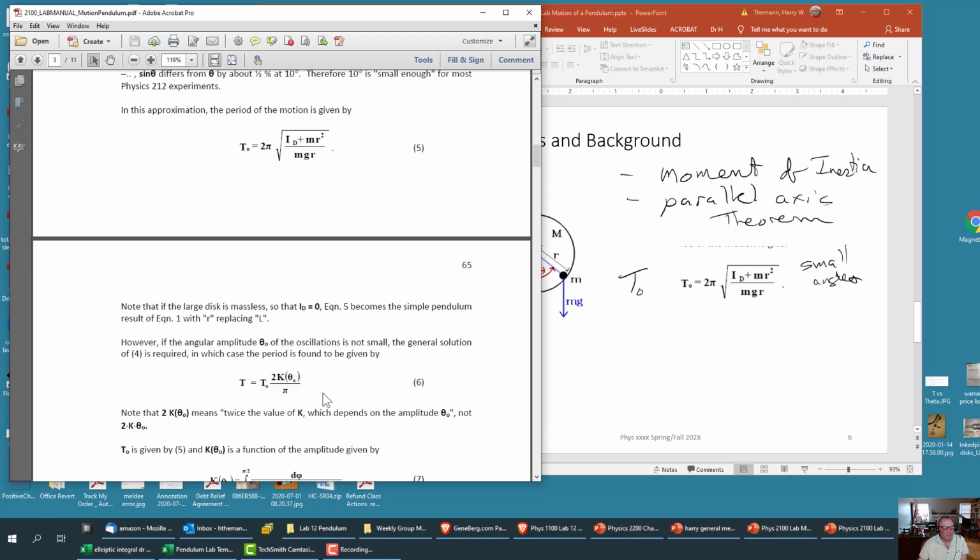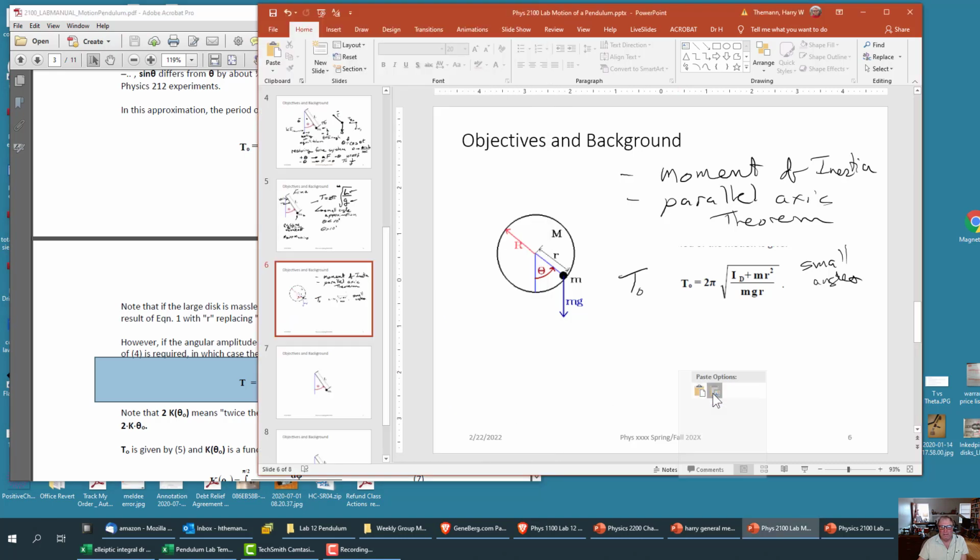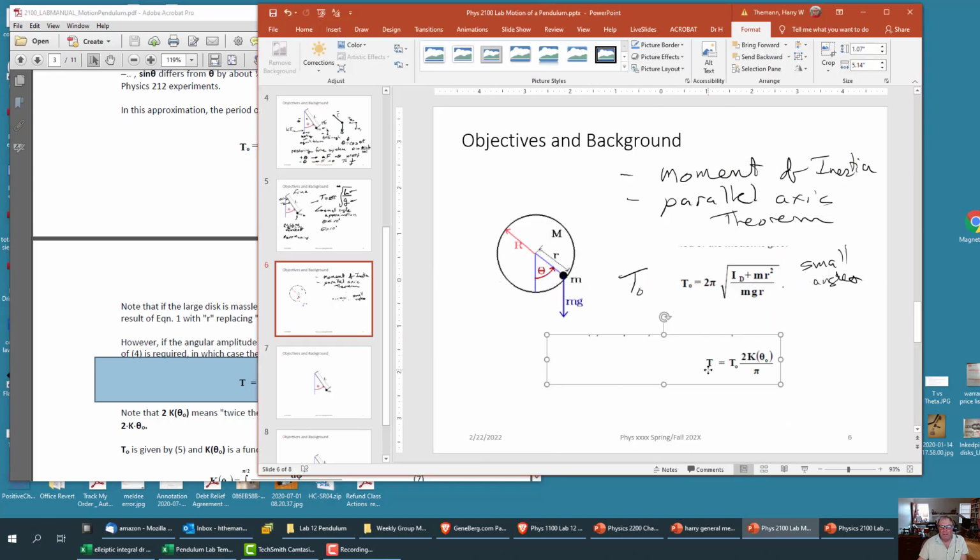Let's see, I need a better way. I have to play games with Acrobat to get this thing to do the selection the way I want it. But now I just crop it.